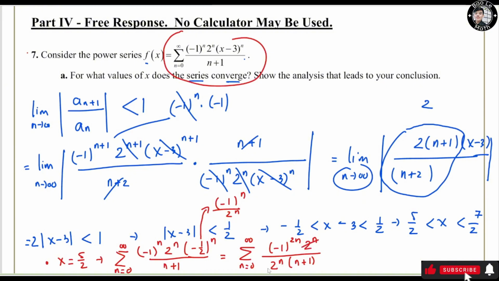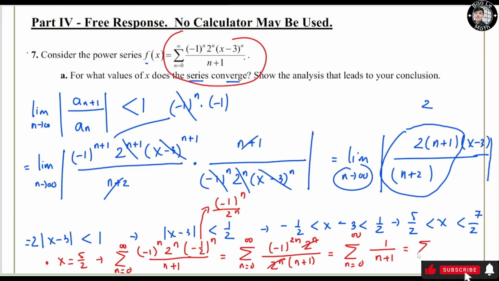So this one cancels out, right? Negative 1 raised to the 2n is going to be positive 1. So the series becomes the sum from n equals 0 to infinity of 1 over n plus 1. Now, I start from 0 and I get this series. If I start from 1, what happens?